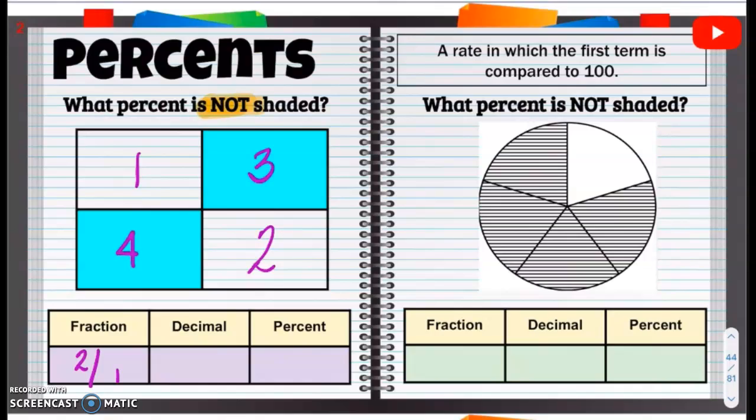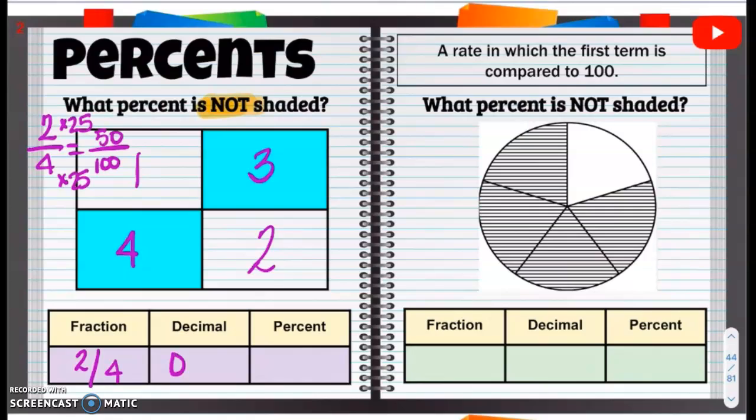There's 4 total. How can I get from 4 to 100? So if I have 2/4, how can I get to 100 here? I'm going to multiply by 25. Remember, if I think of quarters, times 25. So 2 times 25 is 50.